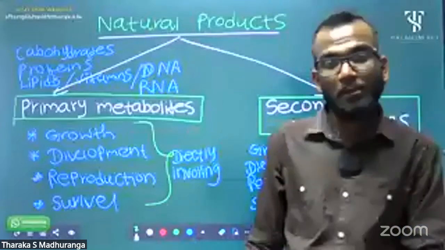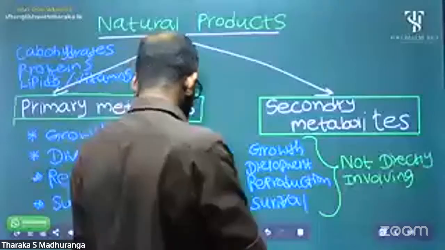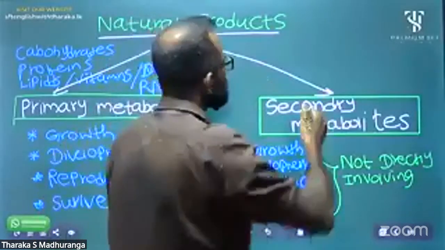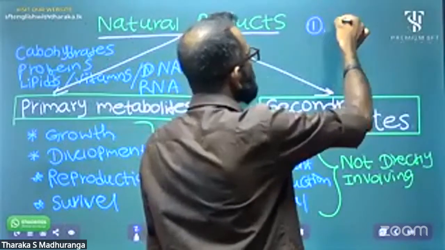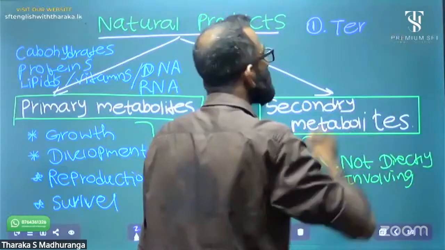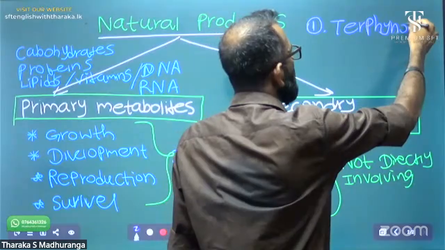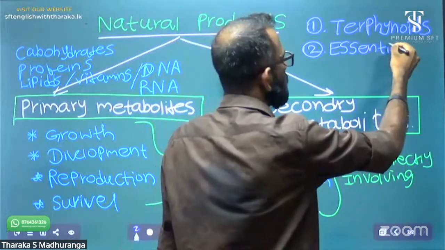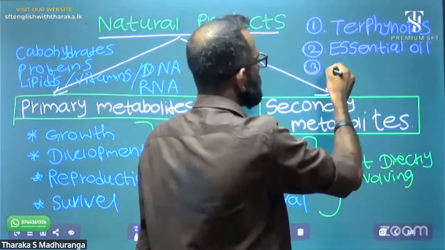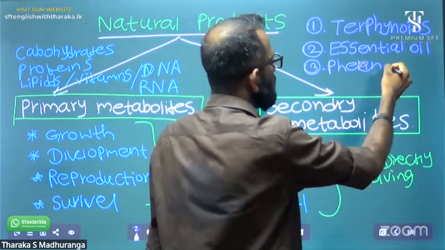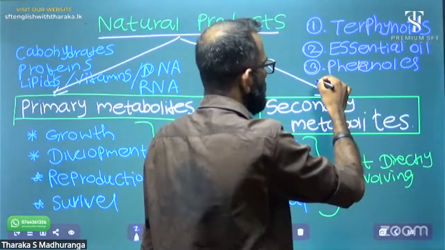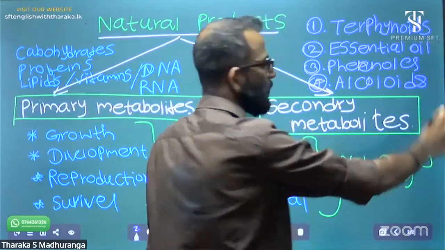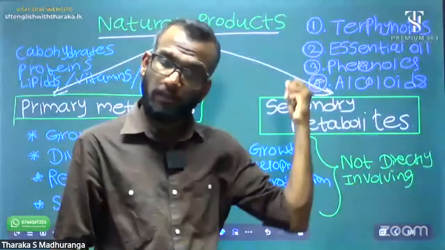Do you know the examples for primary and secondary metabolites? Examples for secondary metabolites: we can categorize them into four types. The first one, terpenoids. The second one, essential oils. The third one, phenols, and there are also polyphenols, which I will explain later. The fourth one, alkaloids. Okay, they are the main types of secondary metabolites.